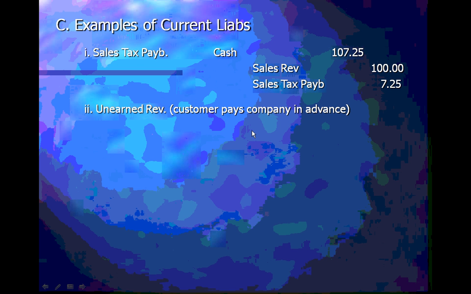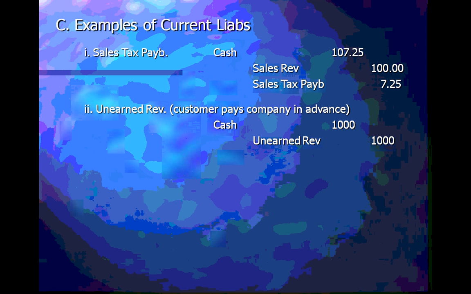Unearned revenue is where a customer pays a company in advance. In other words, if you paid a contractor $1,000 in advance, he hasn't done the work yet. He has to claim that as unearned revenue. This is a liability, even though it sounds like a revenue account, because the word here is unearned. It's when somebody paid you in advance for something you haven't given them yet, whether it was goods or services.